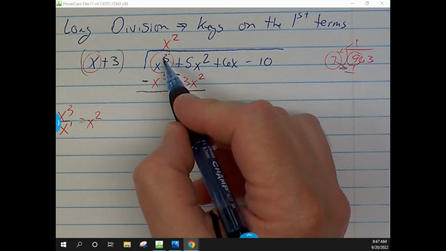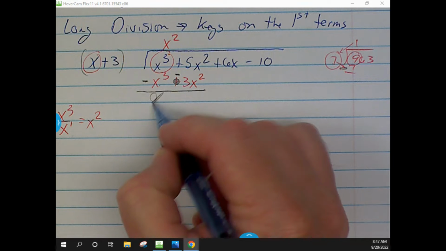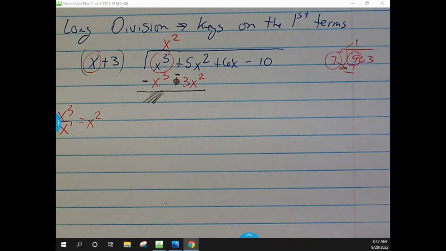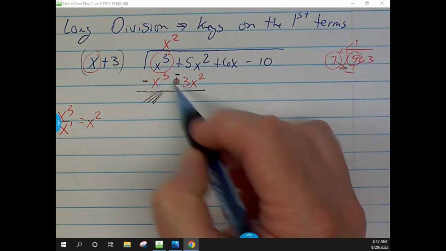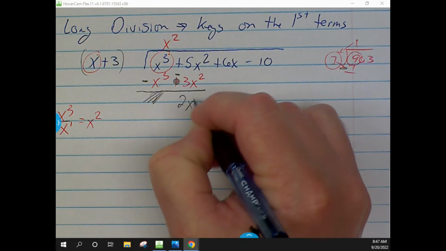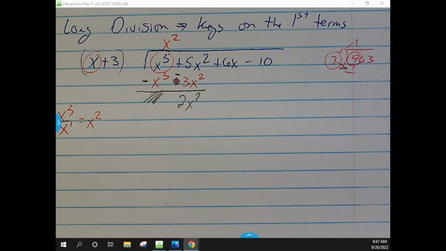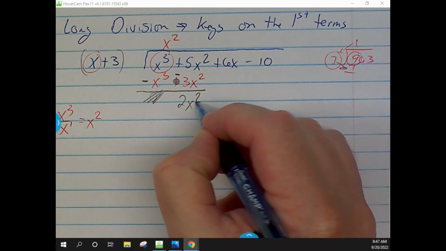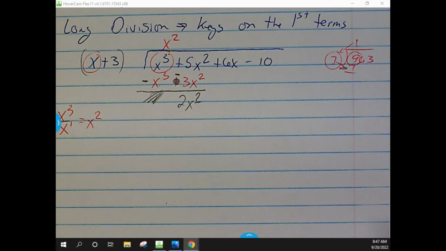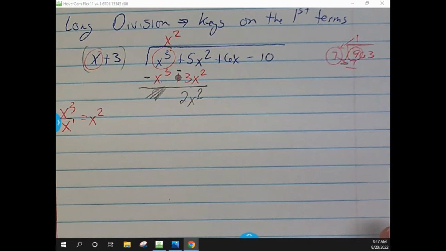So then you've got x to the third minus x to the third. That's a 0, which is what we want. We want that term to be gone. Now we've got 5x squared minus 3x squared. That would be 2x squared. And then we start the process over again.